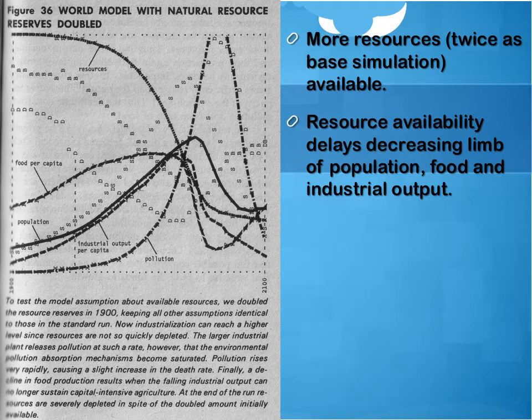But nonetheless, if there's a delay in resource availability, there'll also be a decrease in associated population, food, and industrial output. Okay, so it's the same finding. It's just that it happens later because you have more resources. It's like having more money in your bank account and then losing your job. You're going to be able to live off it longer, but eventually, if you don't find a job, the situation won't be sustainable. So that's a little bit of the same assumption.